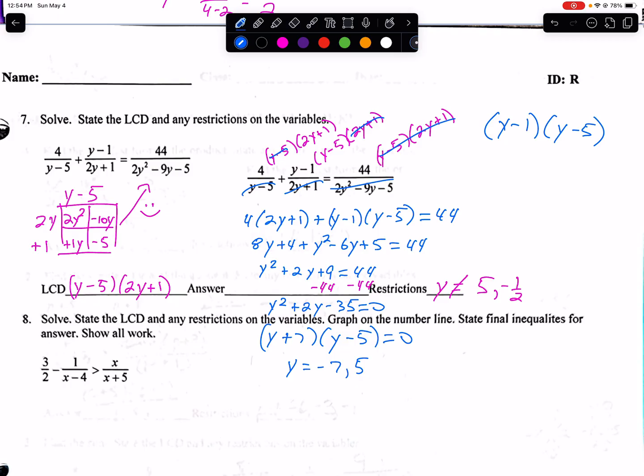So then y equals negative 7 and y equals 5. Is y allowed to equal 5? No, so that's extraneous. Just cross that out. Yay, look at you. So then y equals negative 7. And then you say, hell yeah, because that's a pain in the butt, right?